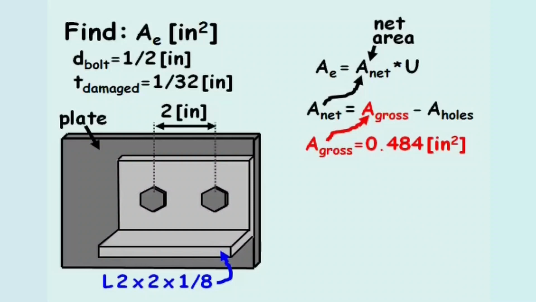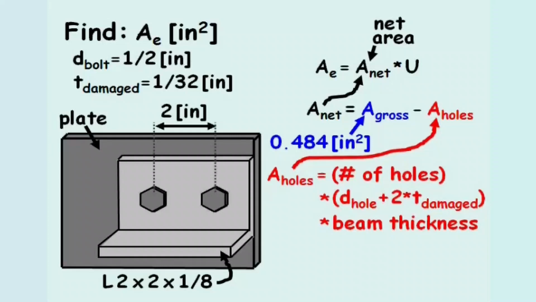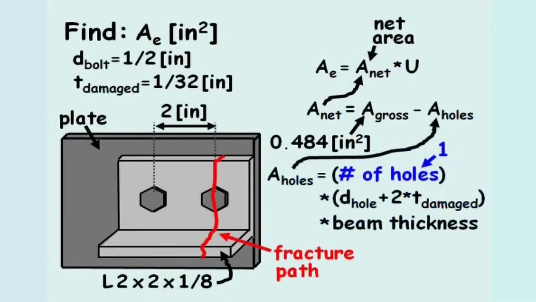The area from the holes equals the quantity of holes for a given fracture path times the sum of the diameter of a single hole plus 2 times the damaged thickness around the hole, times the thickness of the beam. The number of holes equals 1 because the beam will fracture through just one bolt hole.